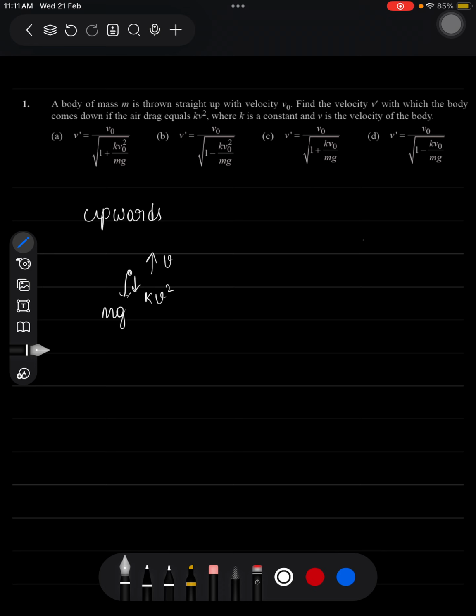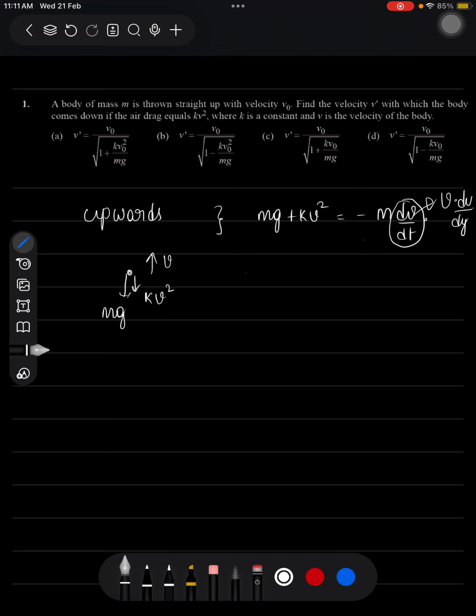So if I write the force equation for upward motion, we get mg + kv² = -m dv/dt. Here I am indicating the negative sign as the velocity is a decreasing quantity. From here I can separate the variables. Instead of writing dv/dt, I can write v dv/dx, or v dv/dy, as it is in the y direction.